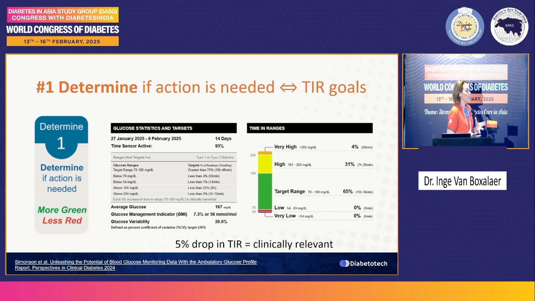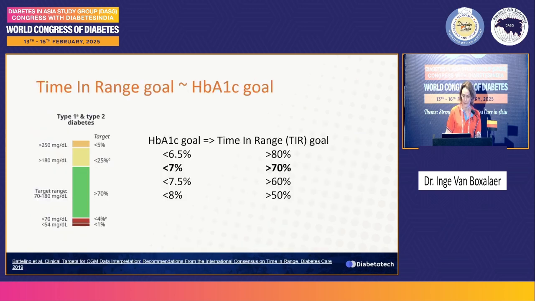To determine if action is needed, you need to know the time and range goals. The general time and range goals are shown on the left panel. And then you see the time and range of your patient. The mantra is strive for more green and less red, so more time in range and less time in hypoglycemia. You can also mention to your patients that a 5% drop in time in range is already clinically relevant, to motivate them.